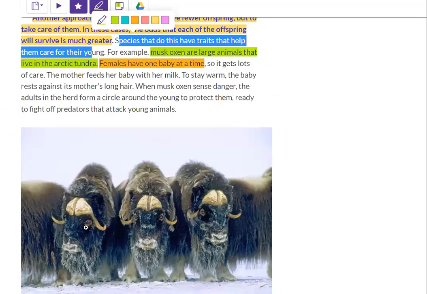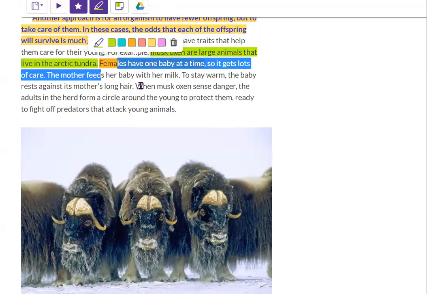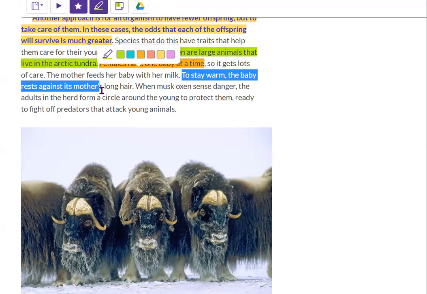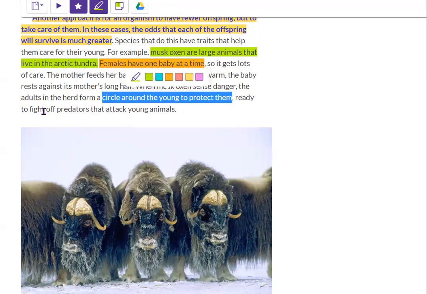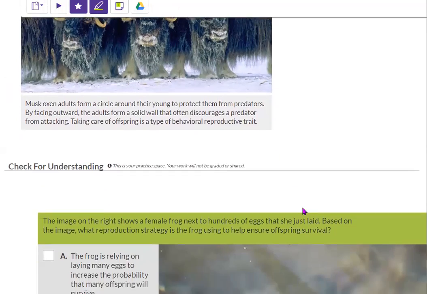And so species that do this have traits that help them care for their young. So for example, musk oxen, these guys here, are large animals that live in the Arctic tundra. Females have 1 baby at a time, and so it gets a lot of care, right? The mother will feed her baby with her milk. To stay warm, the baby will rest against its mother's long hair. And if there's any danger, right, the adults in the herd will form a circle around the young to protect them. And so that predator has to go through this wall of musk oxen before they get to the baby there.